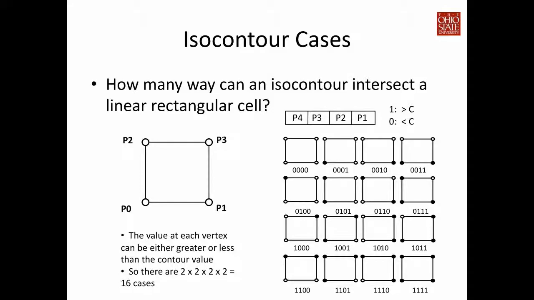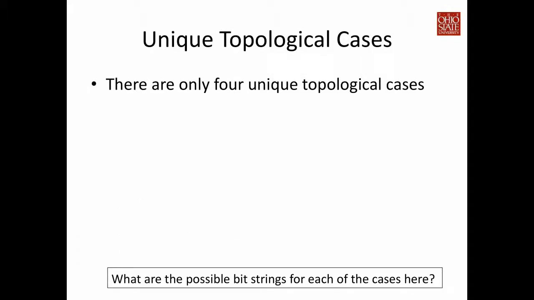Here, let me show you all the different cases. As before, the white circle represents vertices that have value less than contour value C, and the black dot represents value greater than isocontour C. If you actually compute the contour within each of the cells, you're going to realize that there are only 4 unique topological cases. That is, we don't consider the position of the contour within a cell. We only consider how the contour is intersecting the cell.